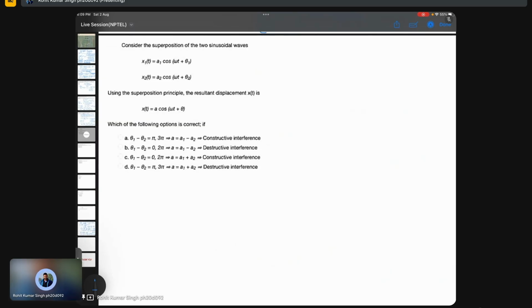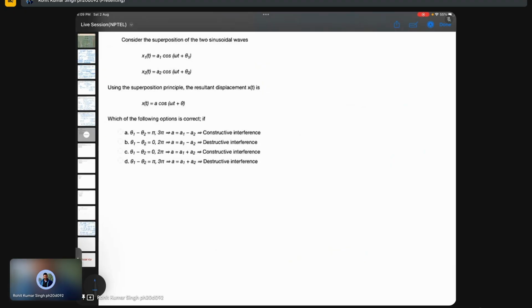Okay, the resolution of the image is not good here, so I'll write it out. So again, through this problem we will discuss a very important concept of interference. Okay, so here two waves are given. So x1 is a1 cos(omega t plus theta 1), and x2 is a2 cos(omega t plus theta 2).